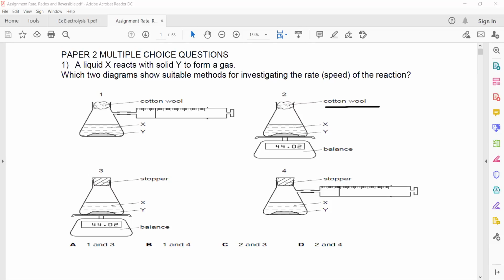Because if cotton wool is not there, due to splashing of the liquid, some of the liquid or content of the flask may come out. So that will make the experiment not accurate. So it's related to experimental accuracy as well as being a safety measure.